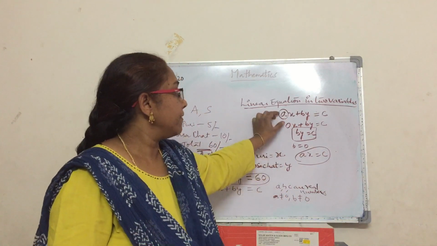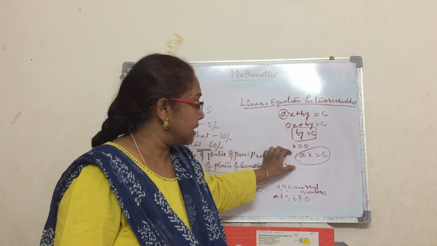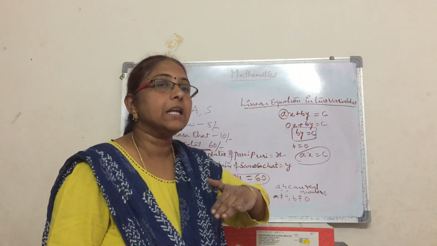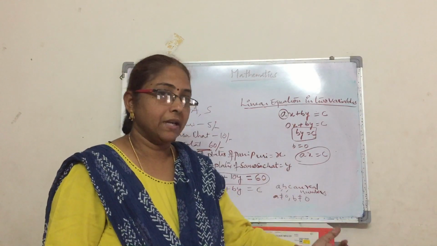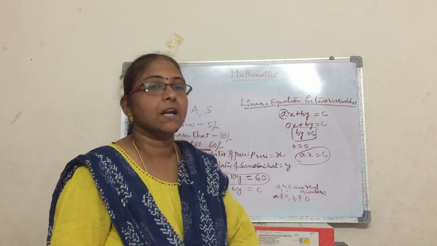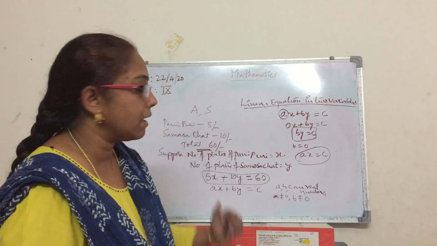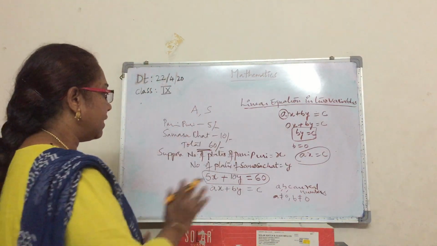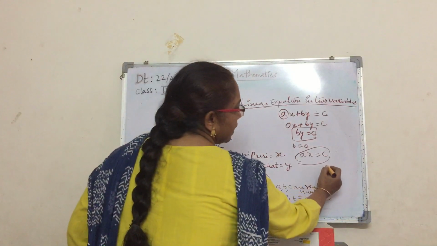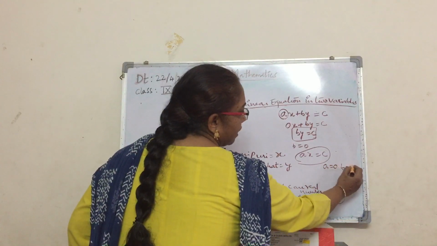That is, if a is equal to 0 or b is equal to 0, the linear equation in two variables reduces to a linear equation in one variable. So we cannot take a and b as zeros. Suppose we take both as 0, what will happen? See, here a is 0 and b is equal to 0.